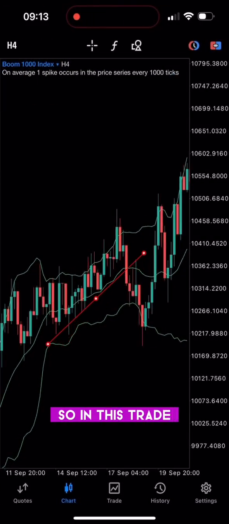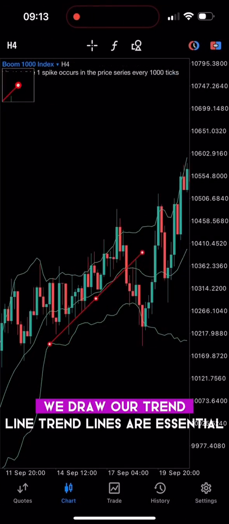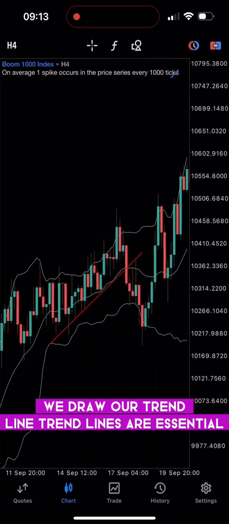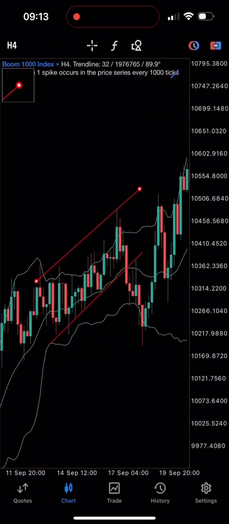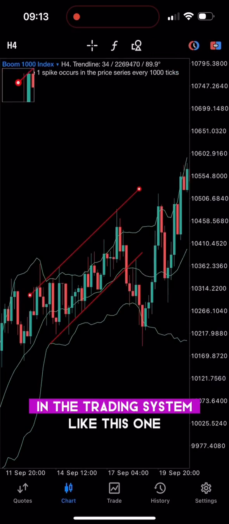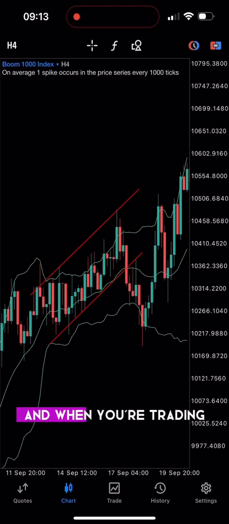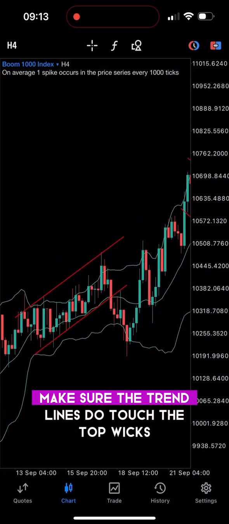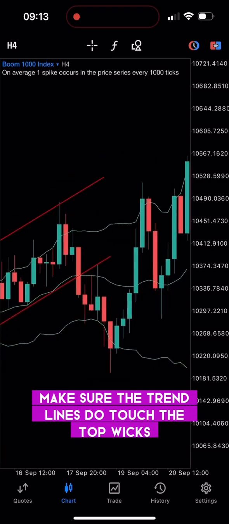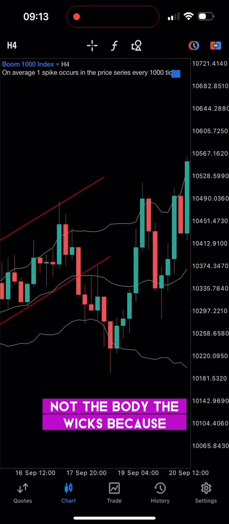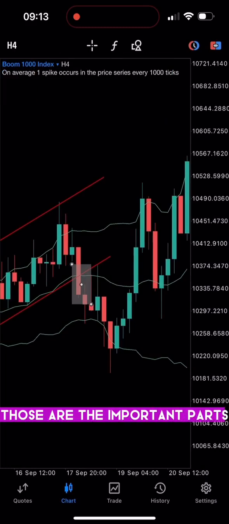So in this trade, we draw our trend line. Trend lines are essential. They are very essential in a trading system like this one. And when you're trading, make sure the trend lines do touch the top wicks, not the body, the wicks, because those are the important parts.